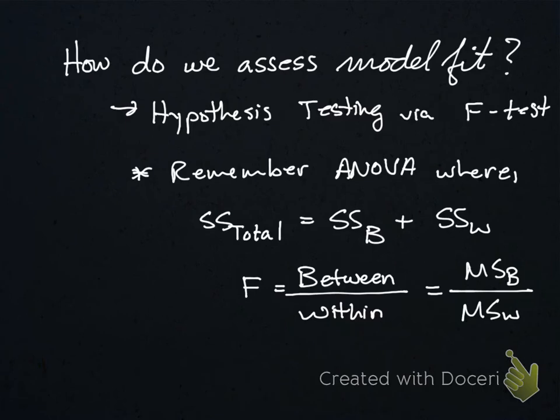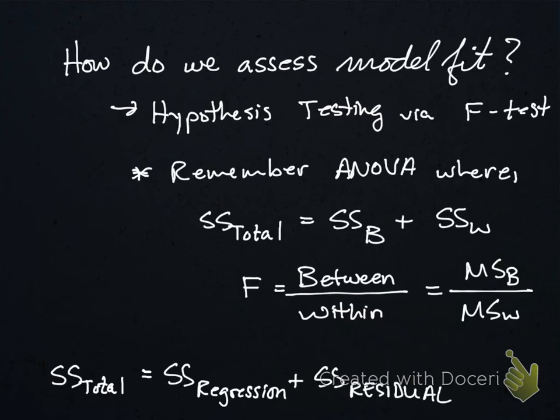So we're going to use this same principle in this regression context, where we're going to take our sum of squares total for the regression model, and we're going to break this into two component parts. We're going to call it the sum of squares regression, which is kind of analogous to the sum of squares between, and the sum of squares residual that we talked about earlier.